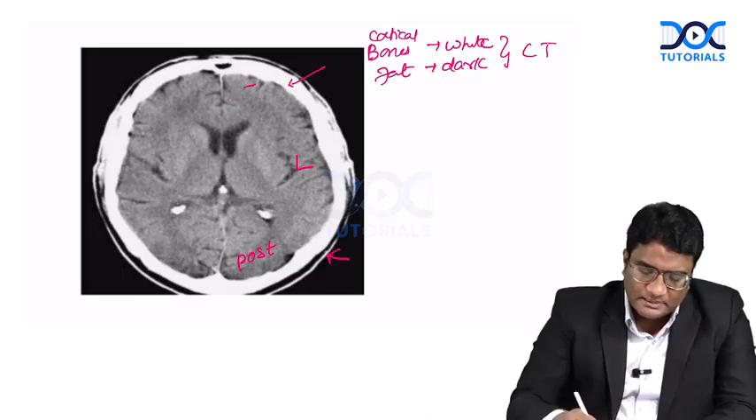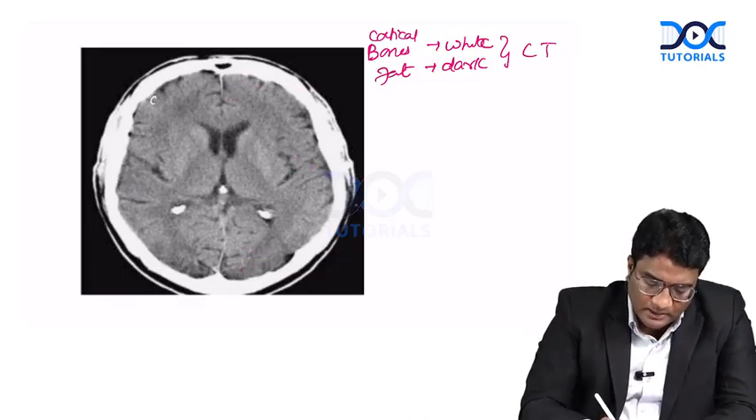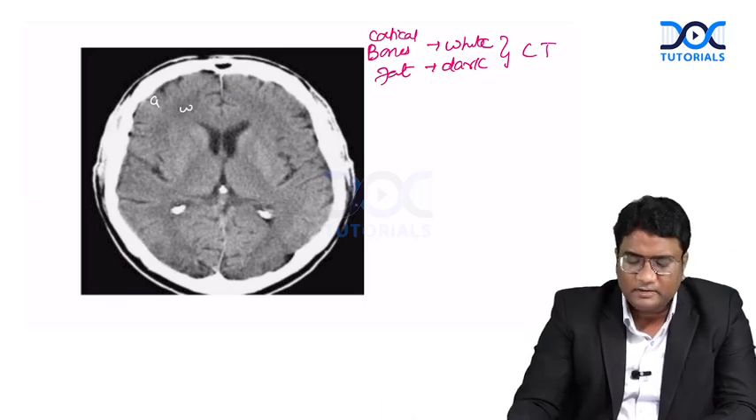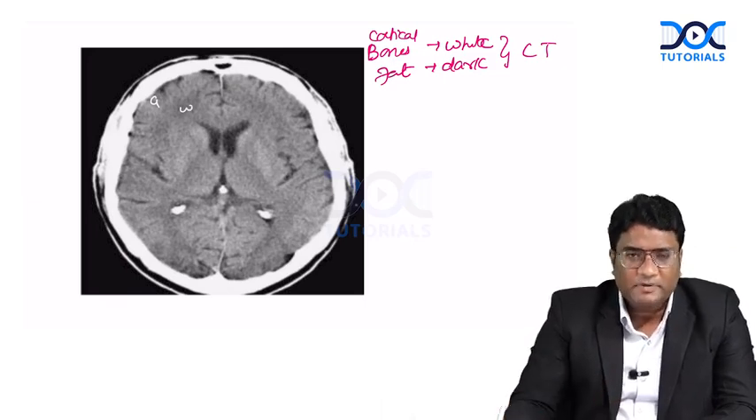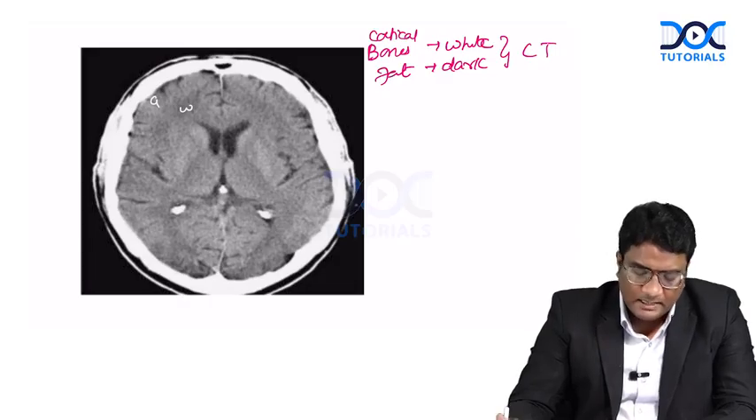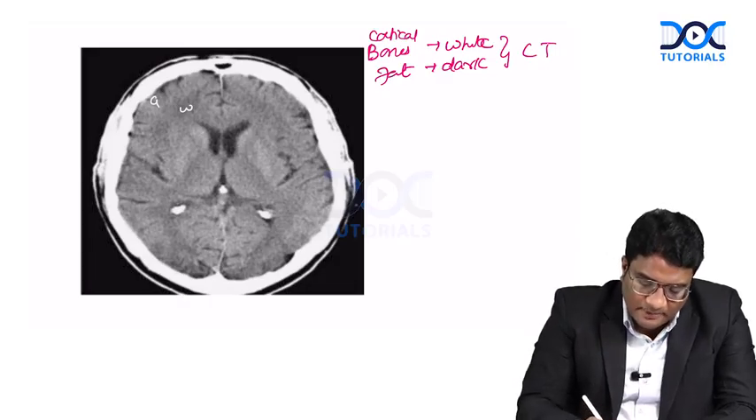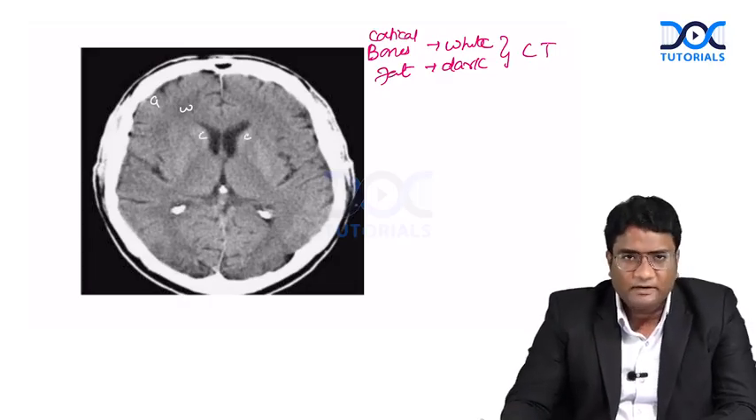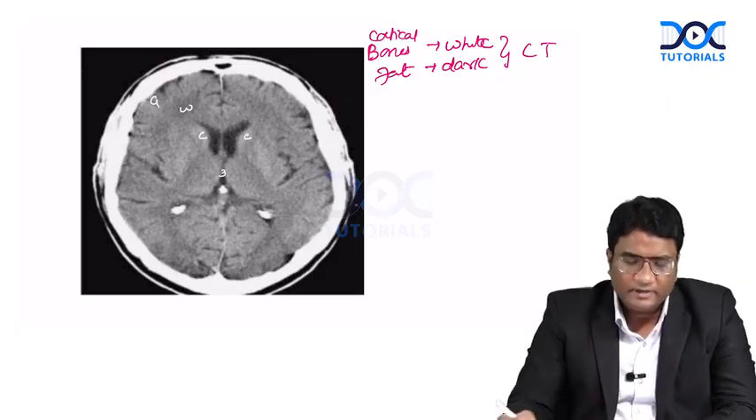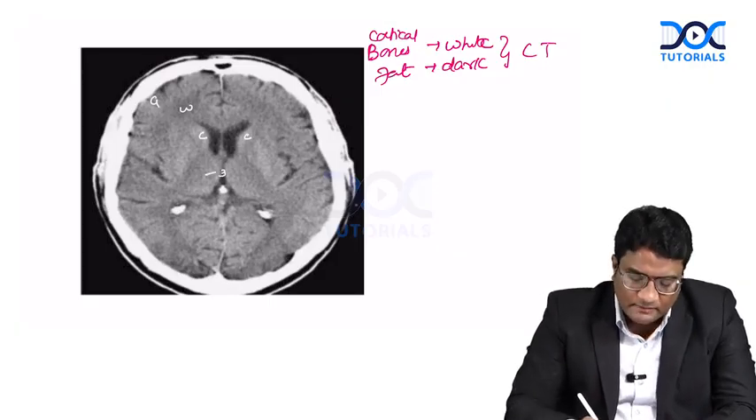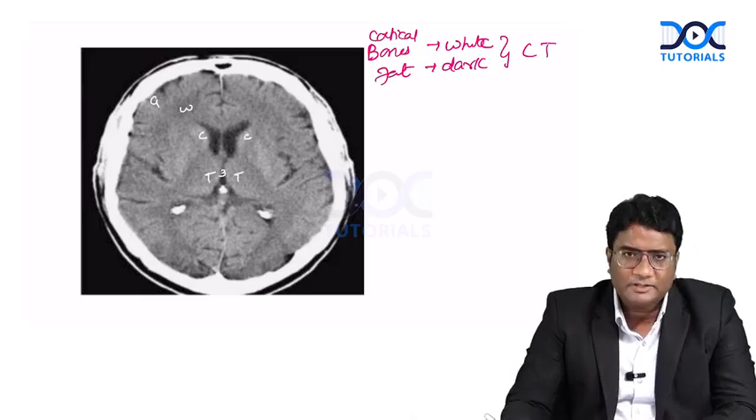Please understand, this outer part is the gray matter and the inner part is the white matter. The slightly darker one is white matter, the grayish part is gray matter. This gray matter abutting the frontal horn of the lateral ventricle is your caudate nucleus. This slit-like area is the third ventricle. On either side of the third ventricle, you see the thalamus.